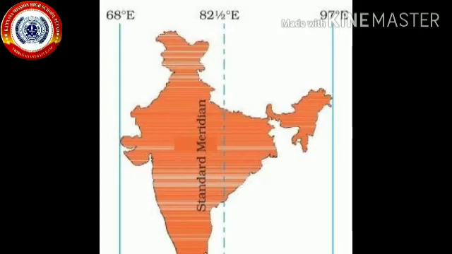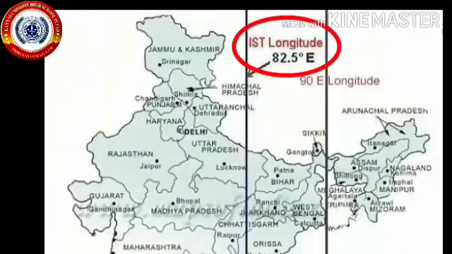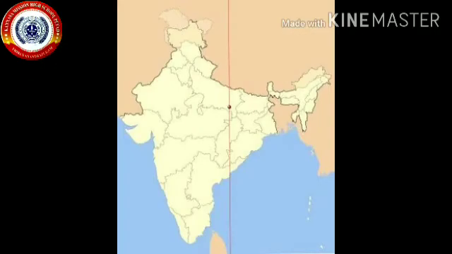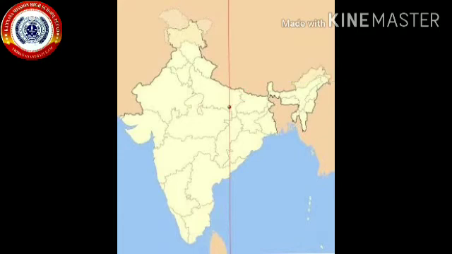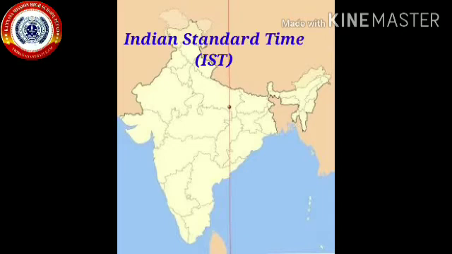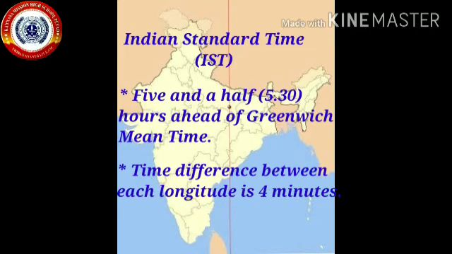Standard meridian of India. The longitude of 82.5 degree east is considered as the standard meridian of India. This line passes through Allahabad in Uttar Pradesh. The local time at this meridian is considered as the standard time of the whole country. This is called the Indian Standard Time. The Indian Standard Time is 5.5 hours ahead of the Greenwich time. The time difference between each longitude is 4 minutes.